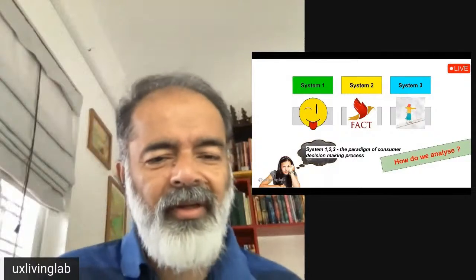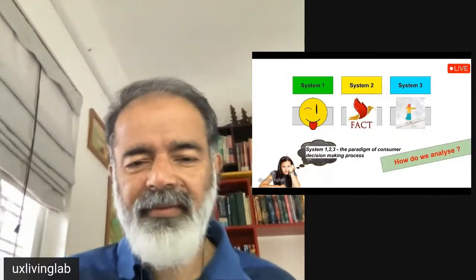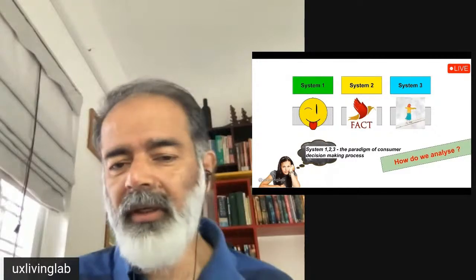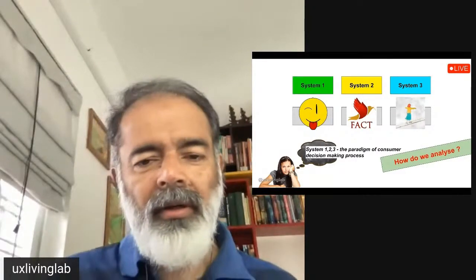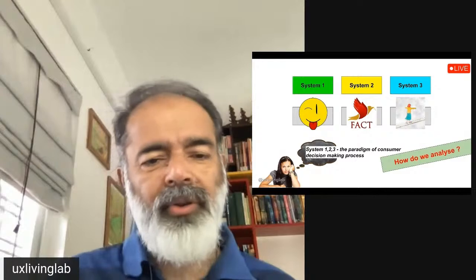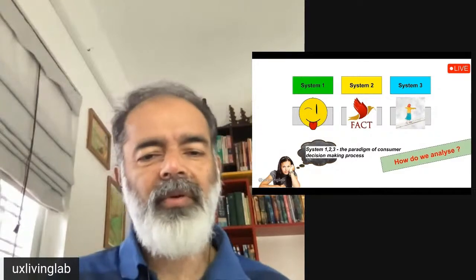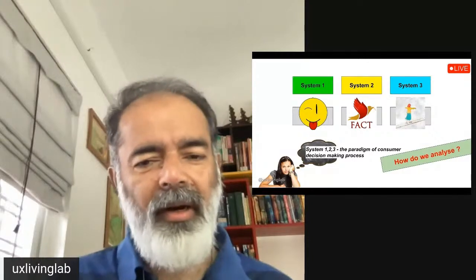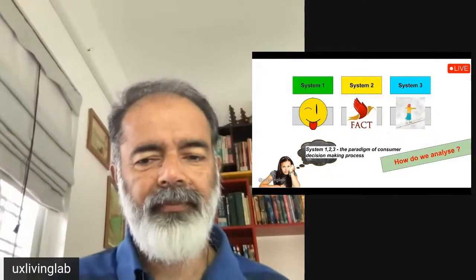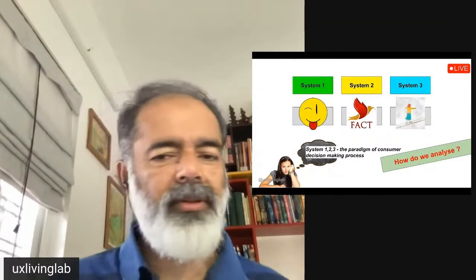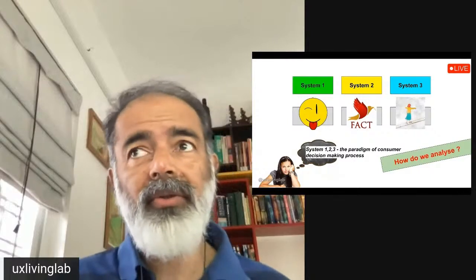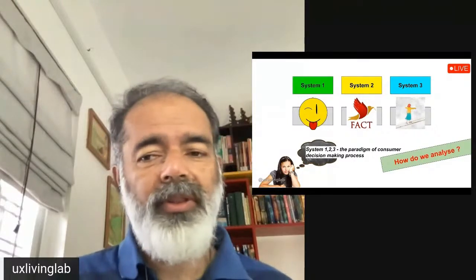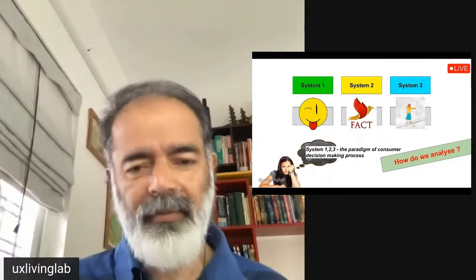Hi, welcome to my presentation again. Today we are talking about the system 1, 2, 3 thinking process: how consumers think or visualize while purchasing, and how we can analyze this thinking process. That is based on a paradigm, a psychological model, called system 1, 2, and 3 thinking.